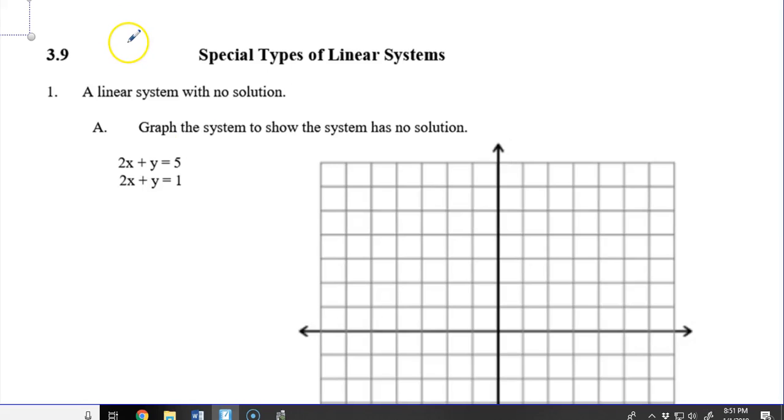In this recording, we're going to look at some special types of linear systems, some ones that have some unusual sorts of solutions. So first off, let's graph this system to show that it has no solution. I'm not sure if you have a mental image of what that might look like. Maybe you do. But let's get both of these in a graphable form. So pause and play the recording when you've got both of these in y equals mx plus b form.